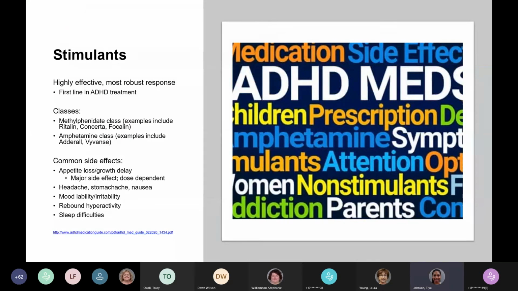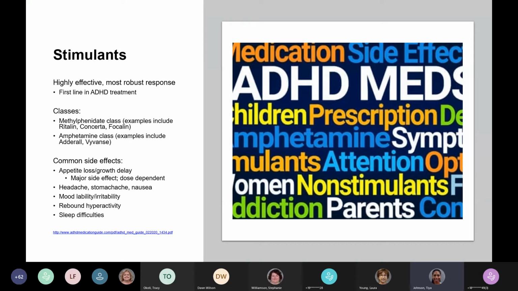So the first class of medications for treating ADHD are the stimulant medications. And these are highly efficacious in treating ADHD, and they provide the most robust response. So the stimulants are first line in ADHD treatment, hands down, especially if there is no comorbidity associated with that patient's case, which is not always the case. But in situations where it's just straight ADHD, first line is going to be trying the stimulants.